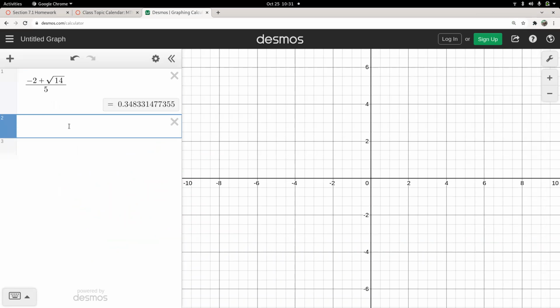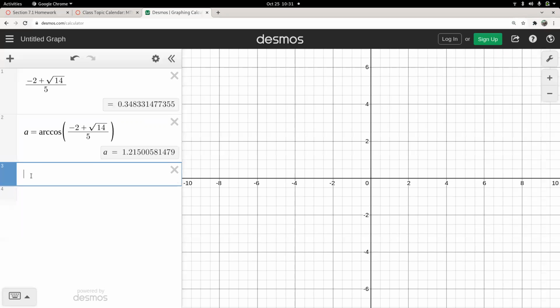Okay, so my first solution, I'm going to call that one A, is the arc cosine of that number above, which I didn't give a name, so I'll just retype it, fraction -2 plus square root 14 over 5. All right, so that's my first solution, and my second solution should be 2 pi minus that. So B, we should just be able to say 2 pi minus solution A. About 5, that seems reasonable.